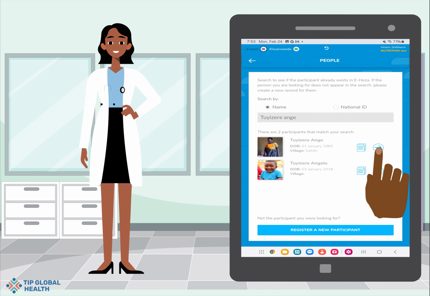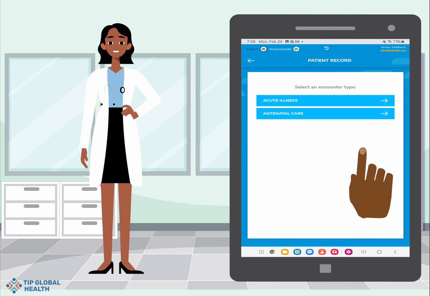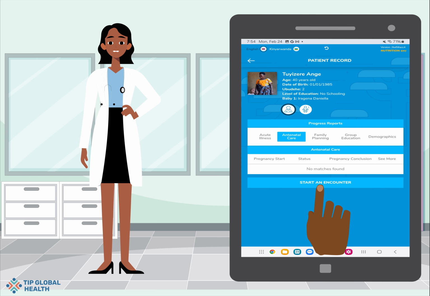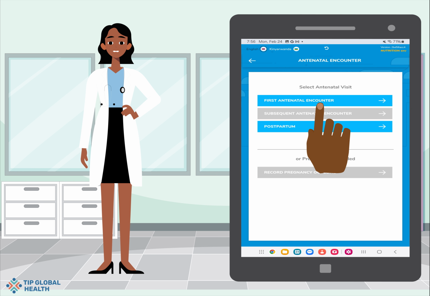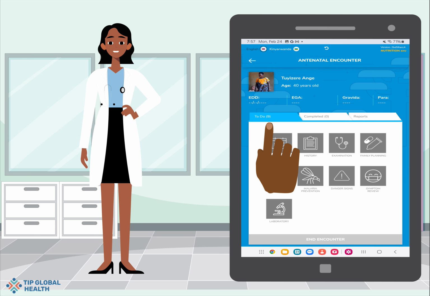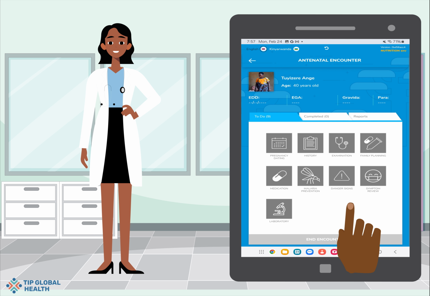Since this is a new pregnancy for Ange, let's click on the document arrow, then antenatal care and start an encounter. Then we click on antenatal care and first antenatal care encounter. These are all to-dos for this visit. As the healthcare provider, make sure to complete all to-dos before ending the encounter.